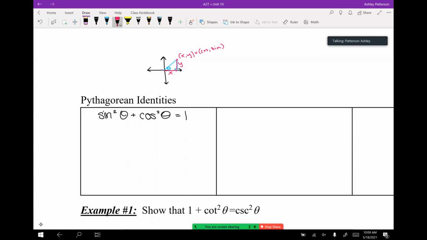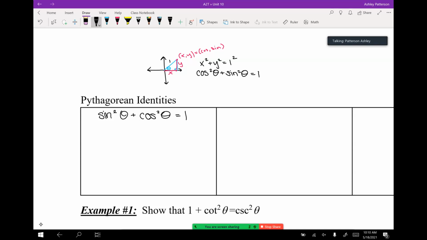And since it's a right triangle, the Pythagorean theorem applies. So we could say that x squared plus y squared, and since it's the unit circle, the hypotenuse was 1. And then, going back to what we found out, this means that the cosine squared of the angle plus the sine squared of the angle is equal to 1. Our Pythagorean identity number 1.